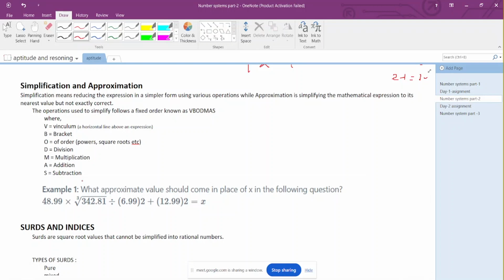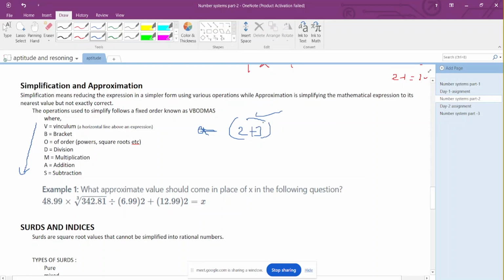And how are we supposed to solve the simplification equations? We know in our childhood we learned about VBODMAS, right? So V for vinculum. Let's suppose 2 plus 3 whole bar. In this case there is a bar, right? So this is called vinculum.